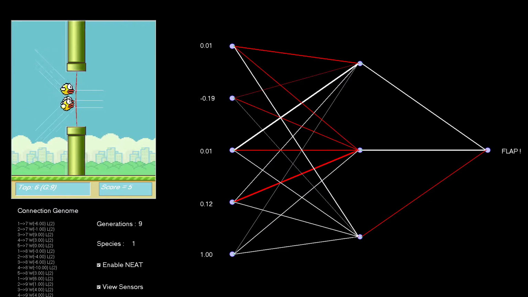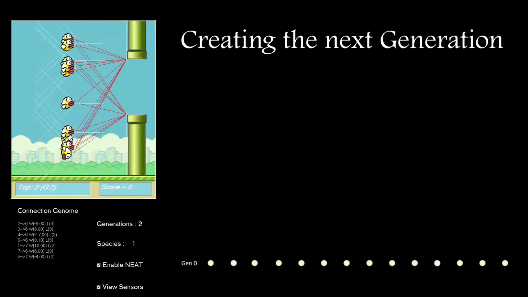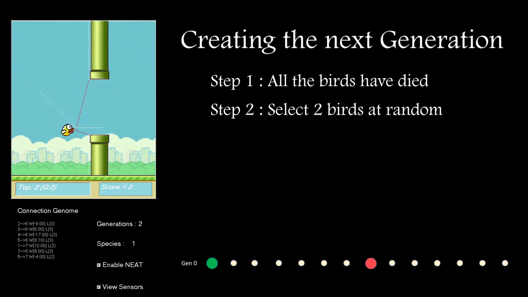So in the last video, I coded up Flappy Birds and created a standard neural net to get the birds to fly through the pipes. I looked in detail at the steps involved in creating the next generation, discussed the crossover element and mutation features which allowed a population of birds to evolve over time.